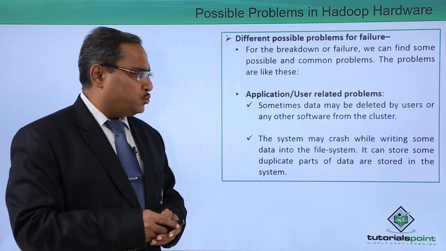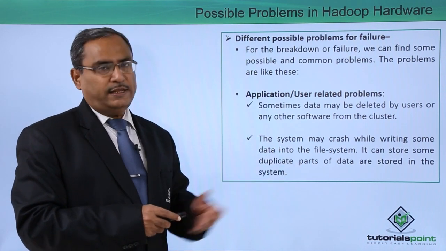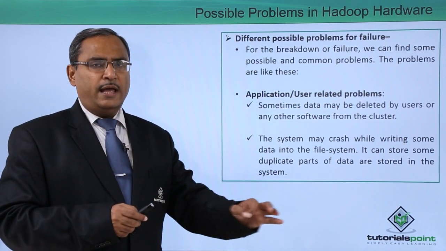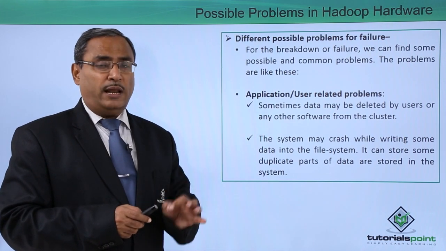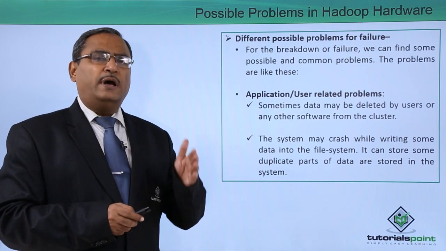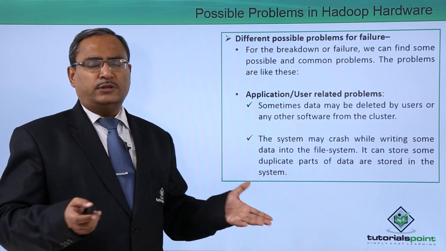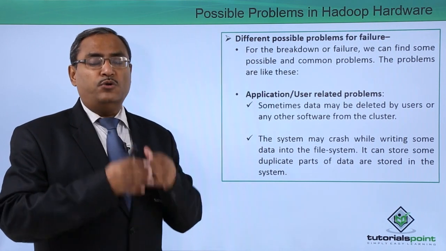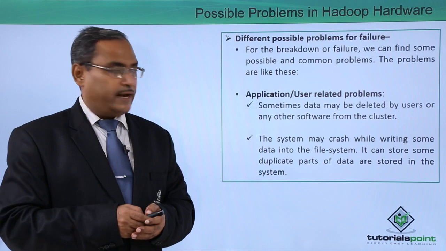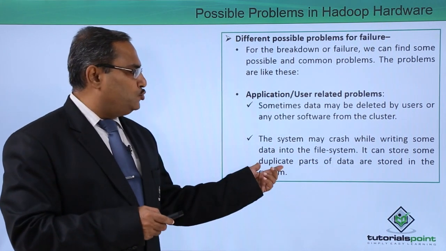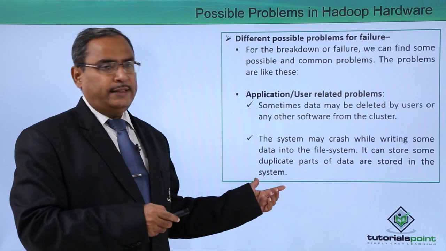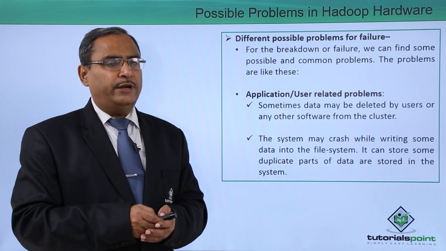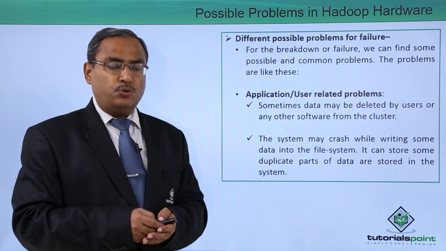The system may crash while writing some data into the file system. Let us suppose one application is reading or writing some data onto the file system and the system has crashed. In that case, what will happen during the writing operation? If the system crashed after writing, there is no need to write the data again. Otherwise, my data set will remain not updated and inconsistent. It can also store some duplicate parts of data in the system. So this system failure may also cause problems while performing read and write operations on the data stored on our system.